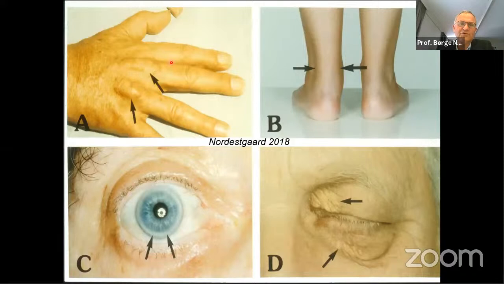Clinical signs that you most should look for are these tendon xanthomas in the extensor tendons of the hands, and then the Achilles tendon, while these two are not pathognomonic for familial hypercholesterolemia.